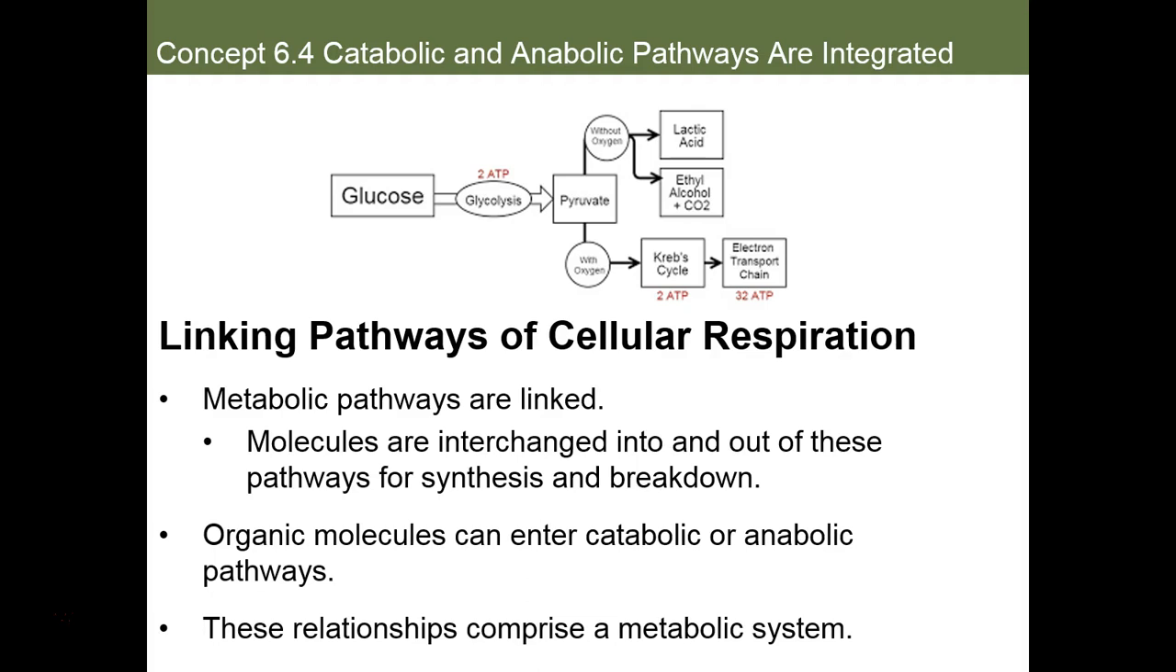As we will learn about photosynthesis, we will see that it is linked to cellular respiration. The byproducts of photosynthesis, glucose and oxygen, go into cellular respiration, while the waste product of cellular respiration, carbon dioxide, is used within photosynthesis. This linkage occurs frequently in plants, as they have both cellular respiration and photosynthesis. Organic molecules produced in these reactions can enter catabolic or anabolic pathways. These relationships make up a metabolic system.